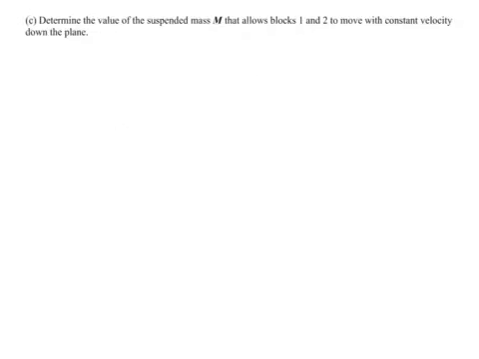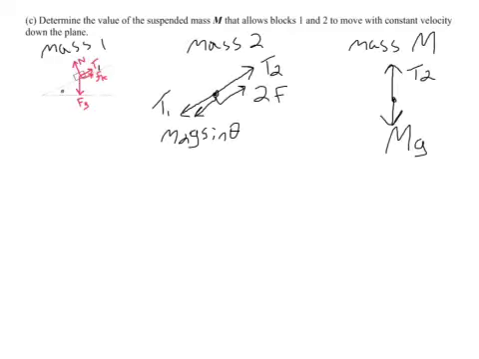Part C says determine the value of the suspended mass, capital M, that allows blocks 1 and 2 to move with constant velocity down the plane. We're going to start this by drawing free body diagrams for all three objects. Here's the one for mass 1, mass 2, and the hanging mass. What I've done here is just show the weight component instead of the whole weight. And here, this is big M, designating that hanging mass.